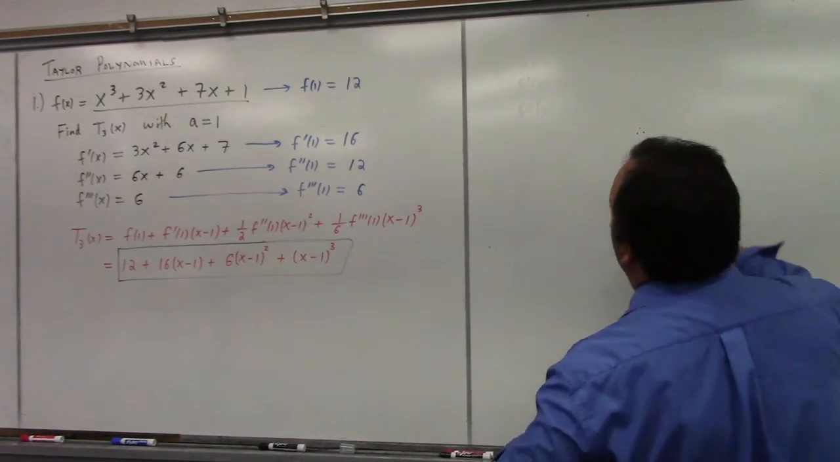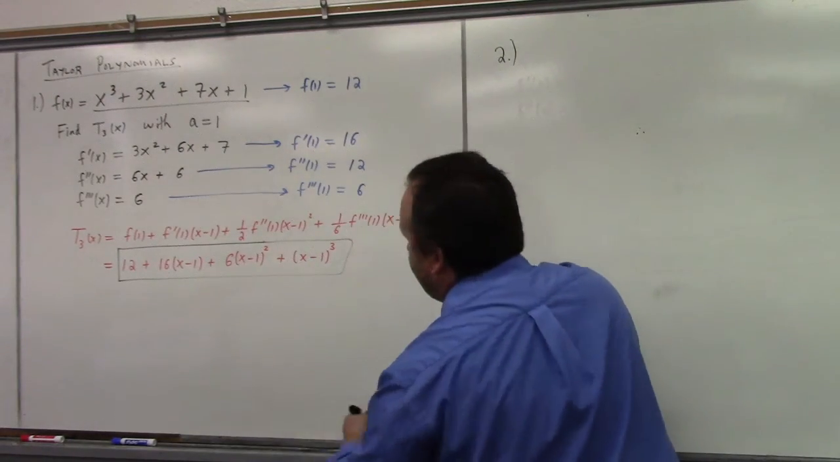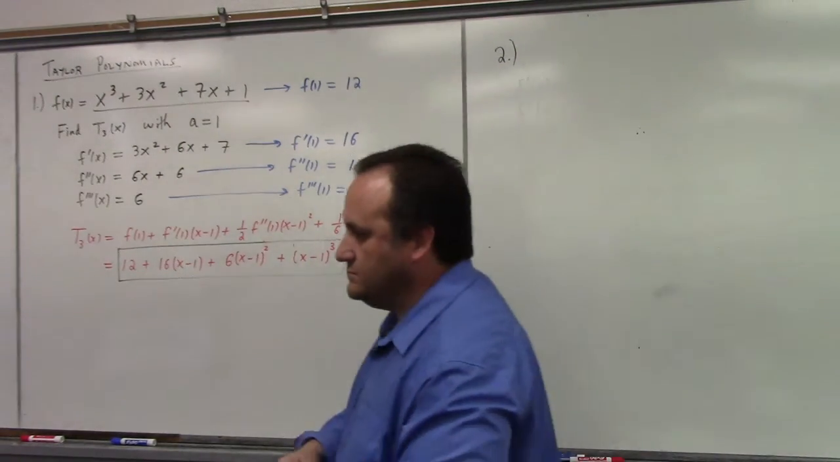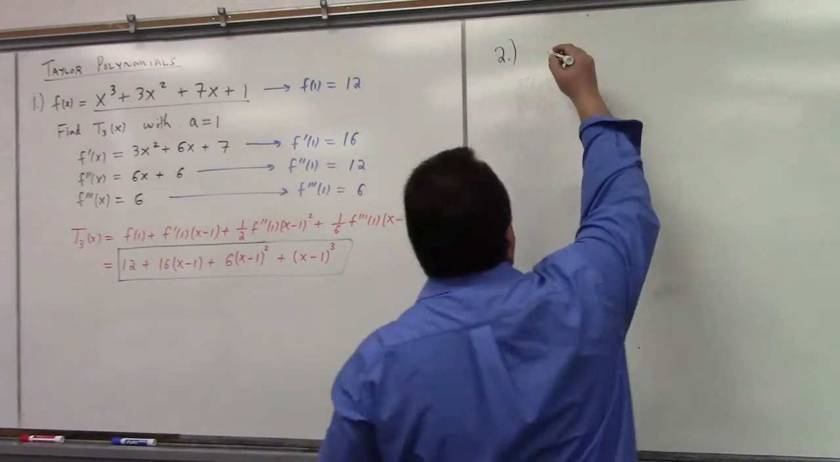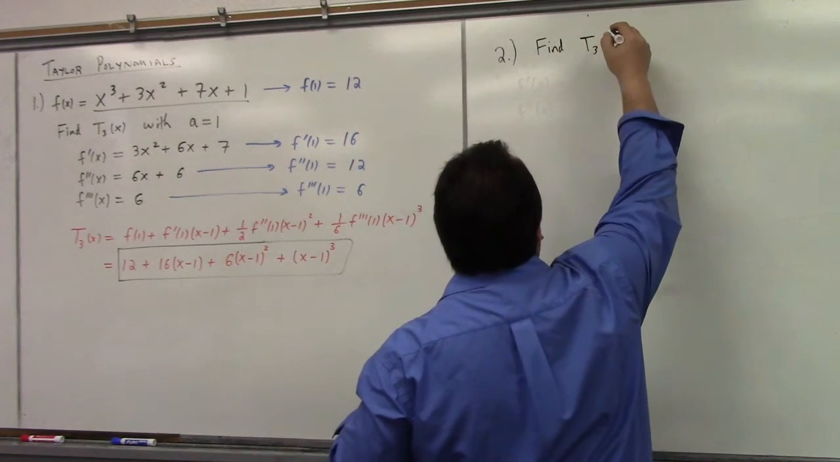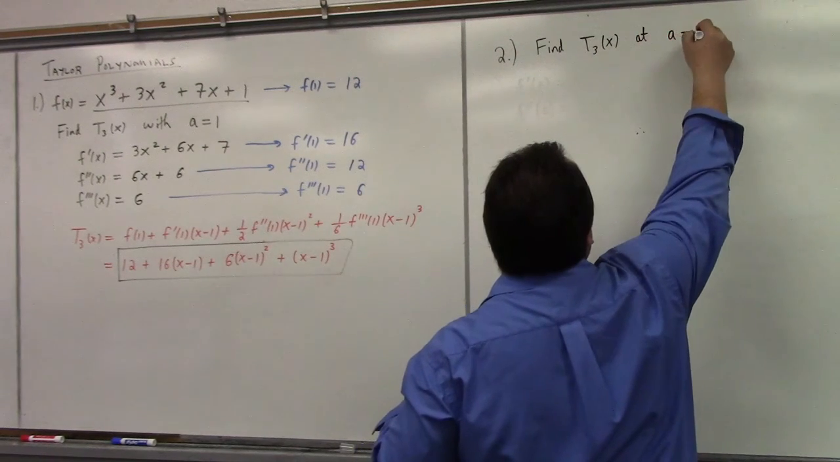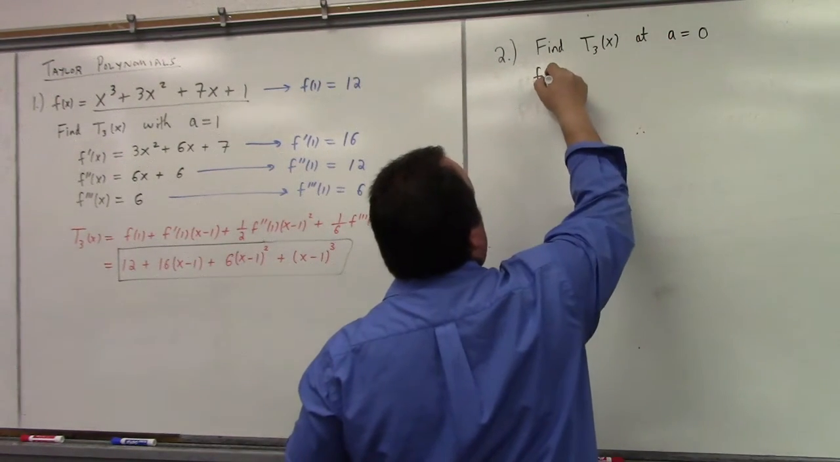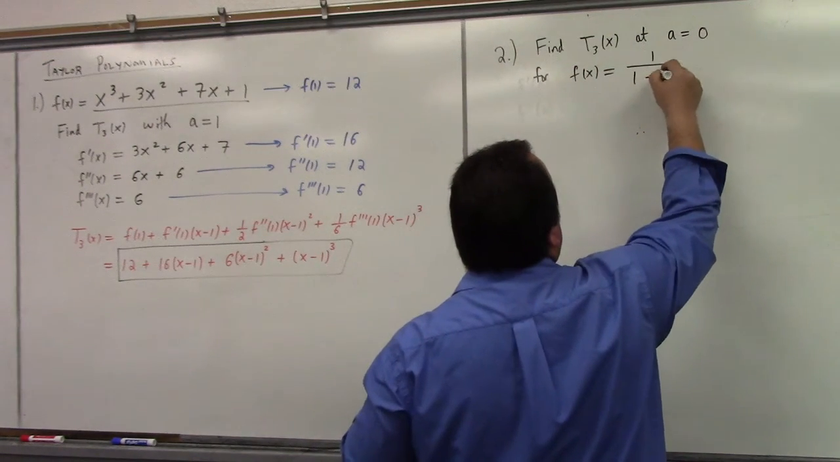I'll work through number 2. Let's see here, number 2 is what? We're supposed to find the third Taylor polynomial for, what was it? f of x equals 1 over 1 minus x squared. And where were we centering this? 0, okay. Thank you. For f of x equal to 1 over 1 minus x squared, right?